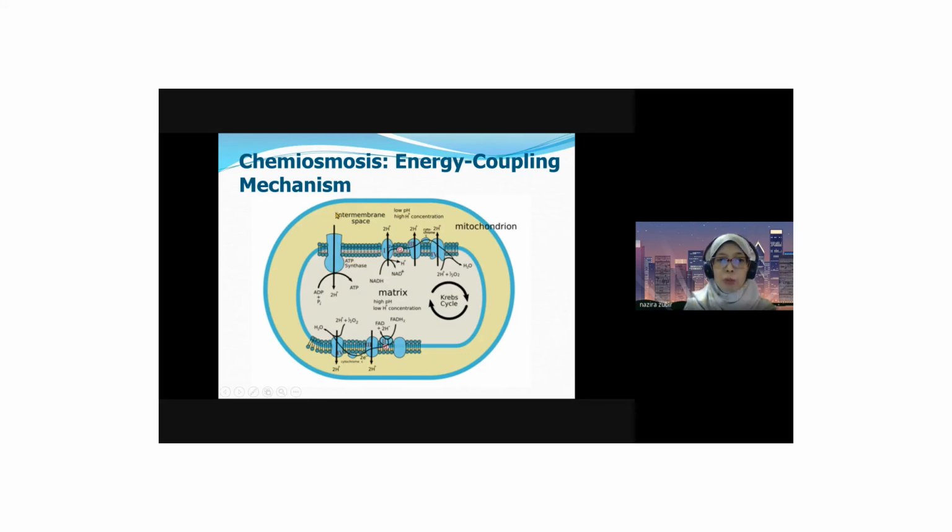So these 2 protons or hydrogen ions will move through the ATP synthase, these 2 H plus, and at the same time, there will be a synthesis of ATP from ADP and inorganic phosphate. Okay, so that is just an overview of how ATP is produced from NADH.